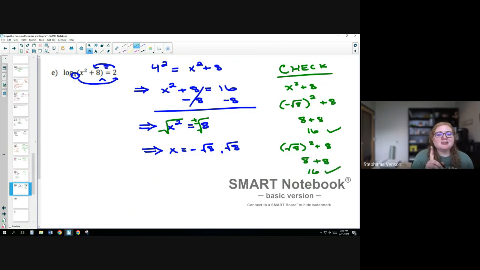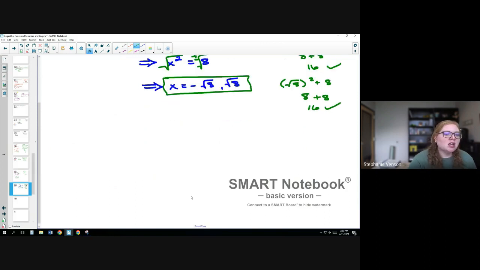So when I plugged in negative square root of 8, I got positive 16 on the inside of the log. And when I plugged in positive square root of 8, I also got positive 16 on the inside of the log. So what that means is that I'm able to keep both of these solutions. So your solutions are x equals negative square root of 8 and positive square root of 8. You have 2 solutions. Now, the only thing is Pearson is going to make you simplify those radicals.